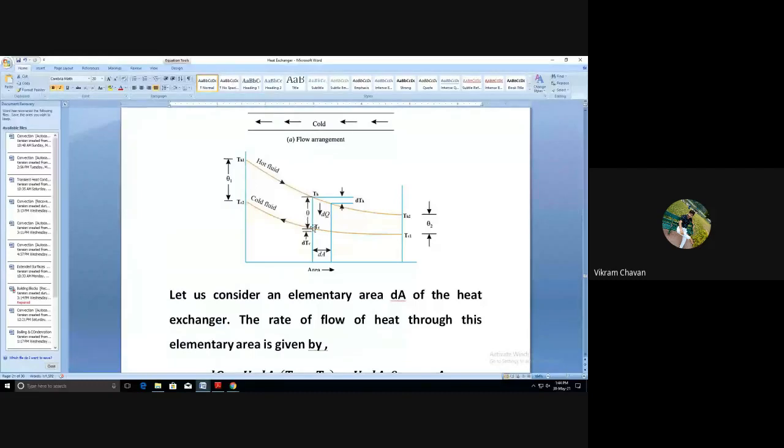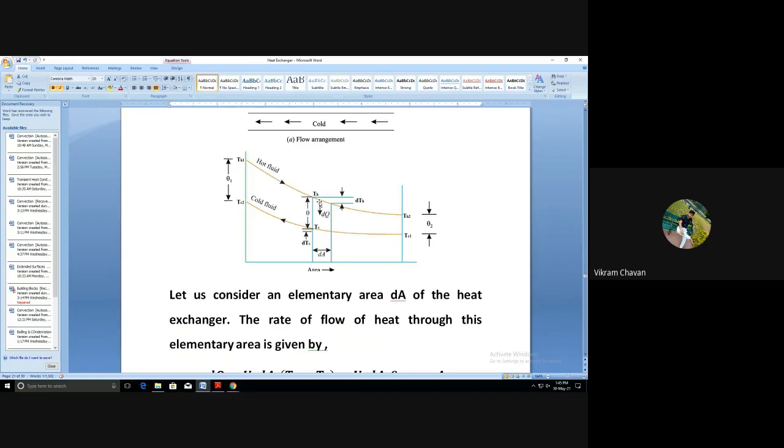So that difference we have to consider as theta. Now further, as this particular hot fluid flows through this elemental area, the hot fluid temperature goes on decreasing. So the hot fluid will transfer dq amount of heat.